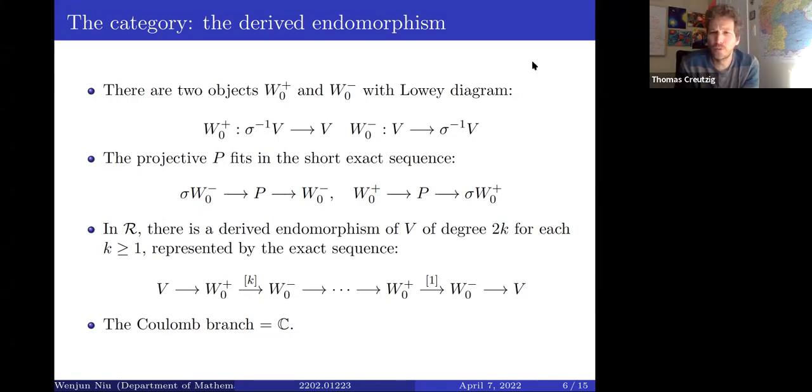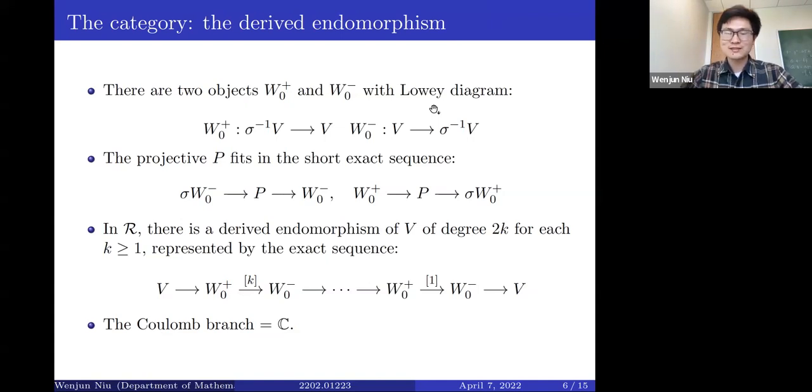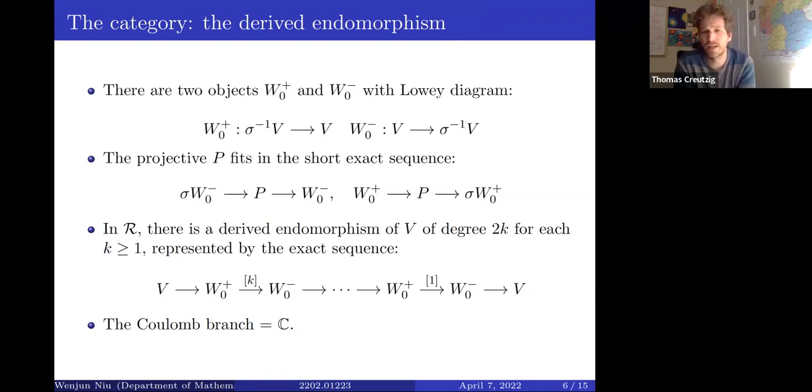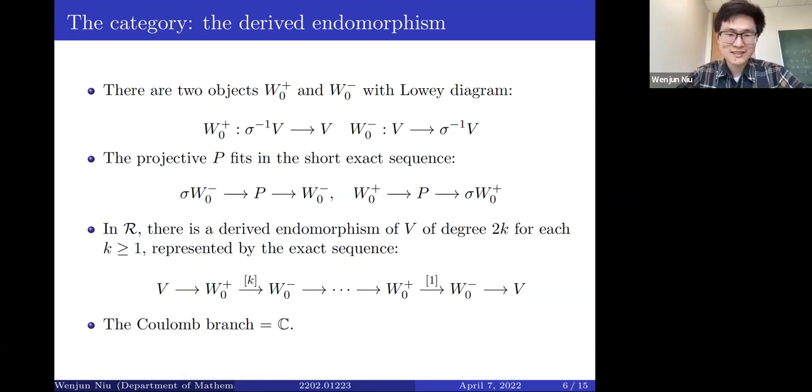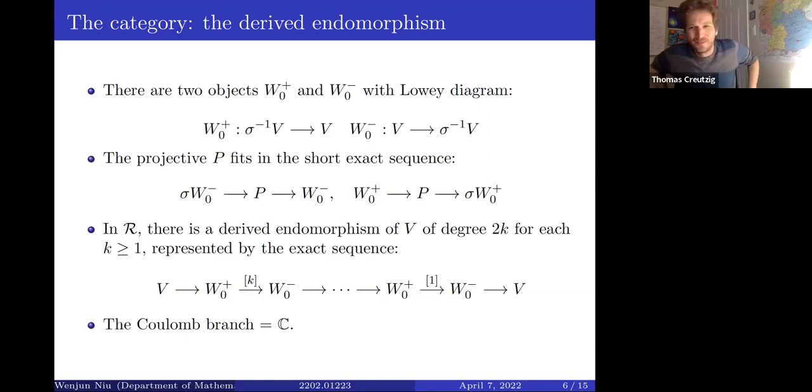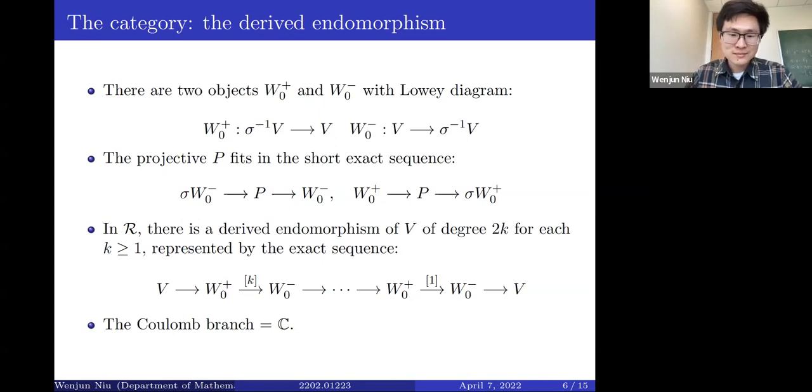Wenjun, I think Flo wanted especially to hear that the Coulomb branch is exactly the Ext algebra of the identity. Yes, it's the derived. So everything is derived. If Wenjun says hom, he means derived hom. Yes. Thanks for clarifying that. Any other questions?